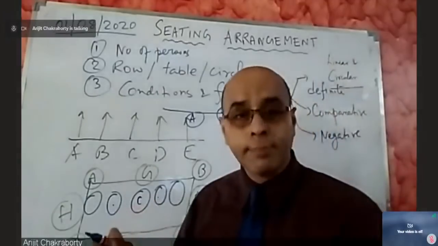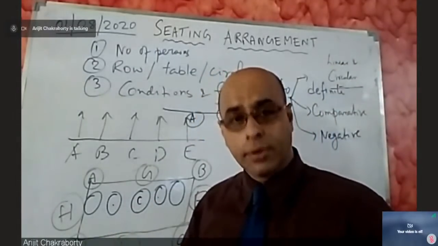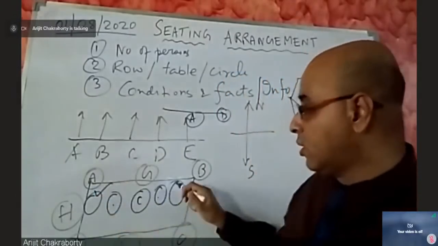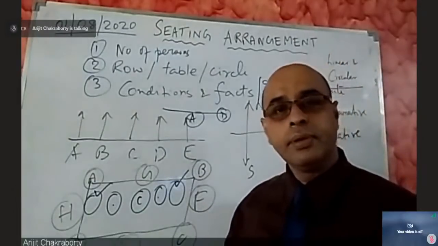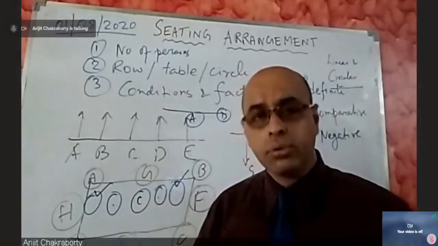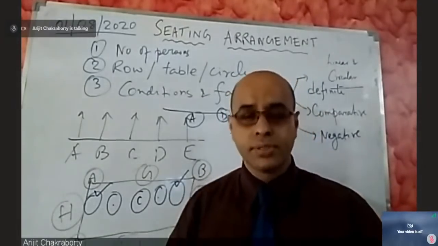That means possible positions where A might be sitting. Okay, options, possible options for A is either this one or this one. Dear students, I hope this is clear. How we are able to use the information, the facts, and the conditions which are provided.